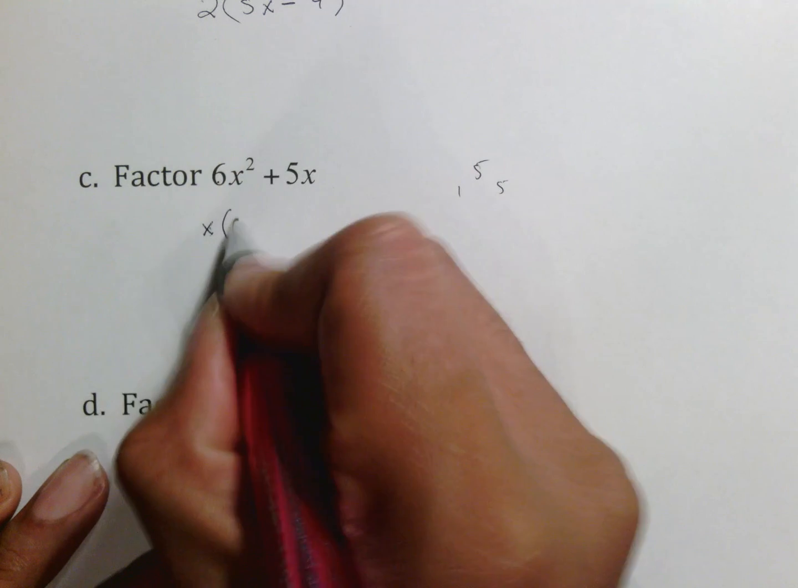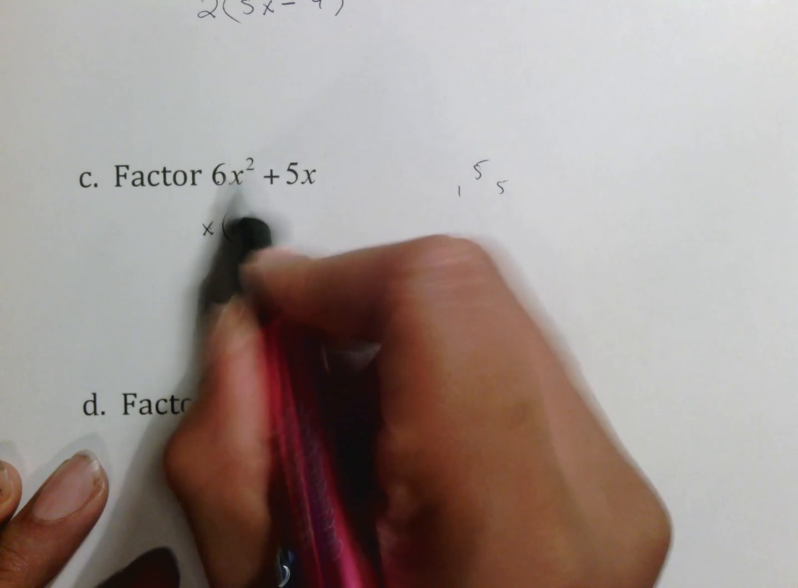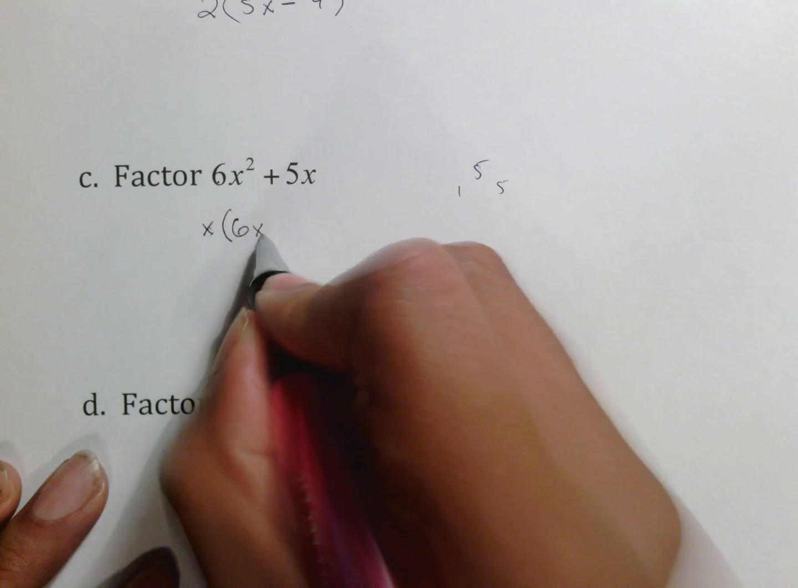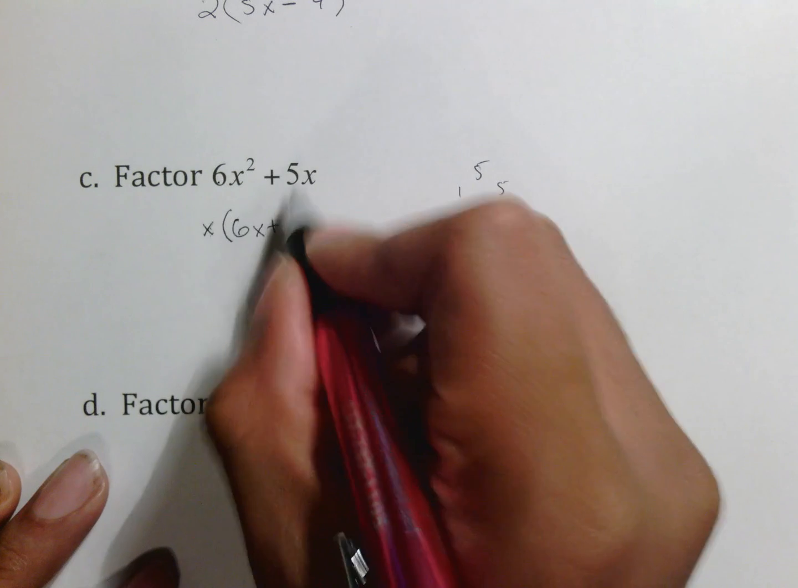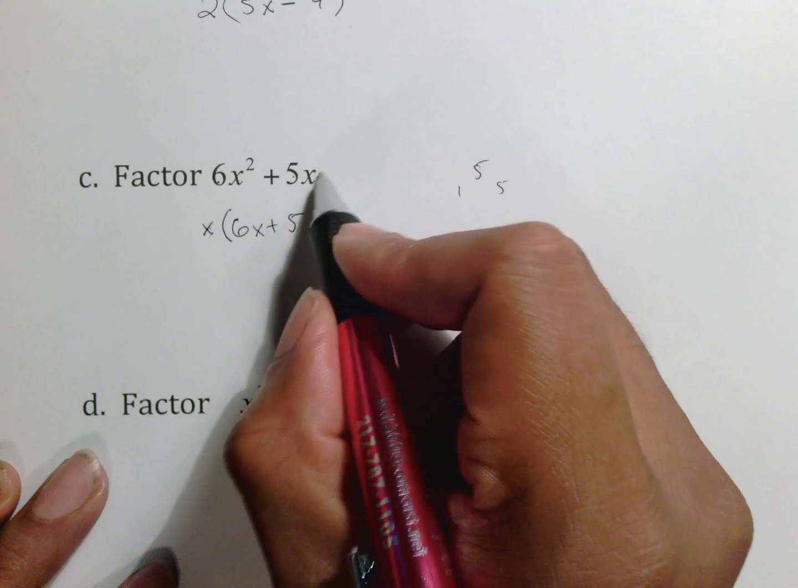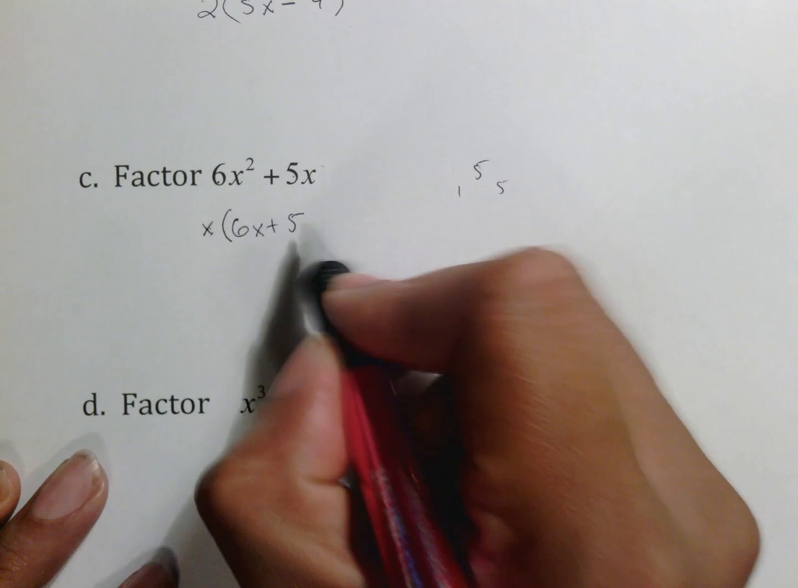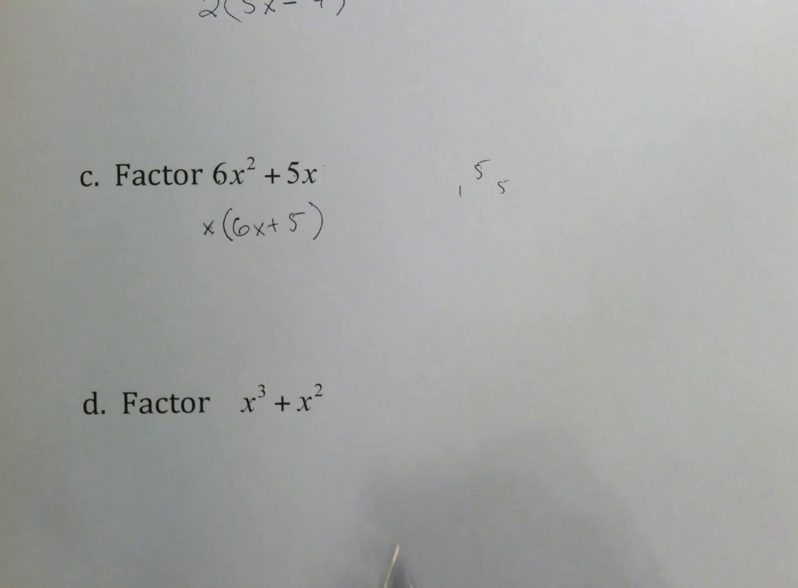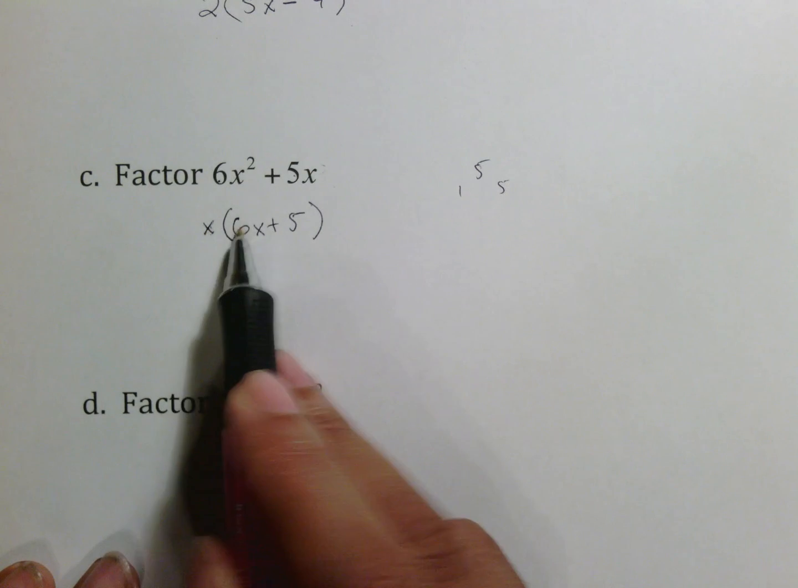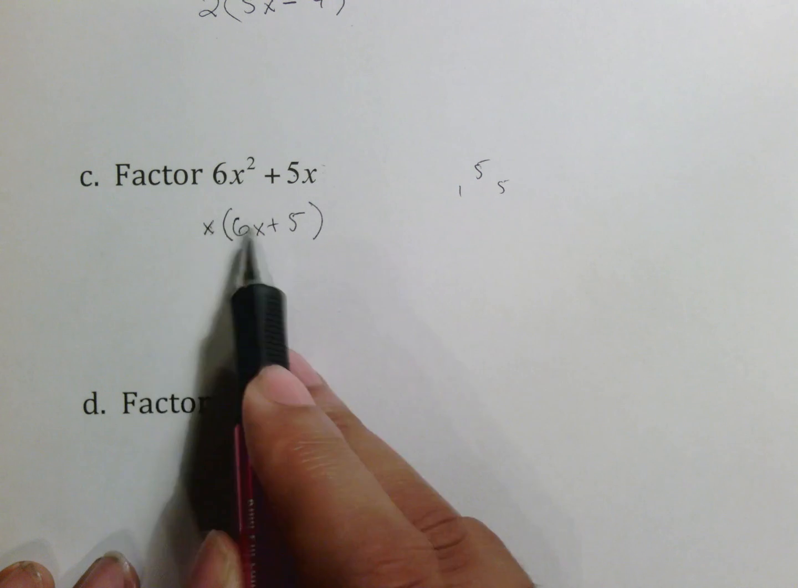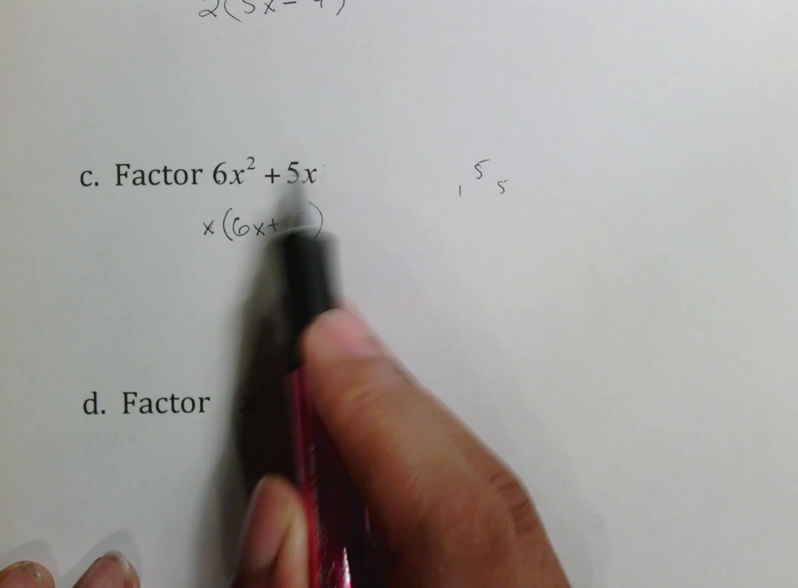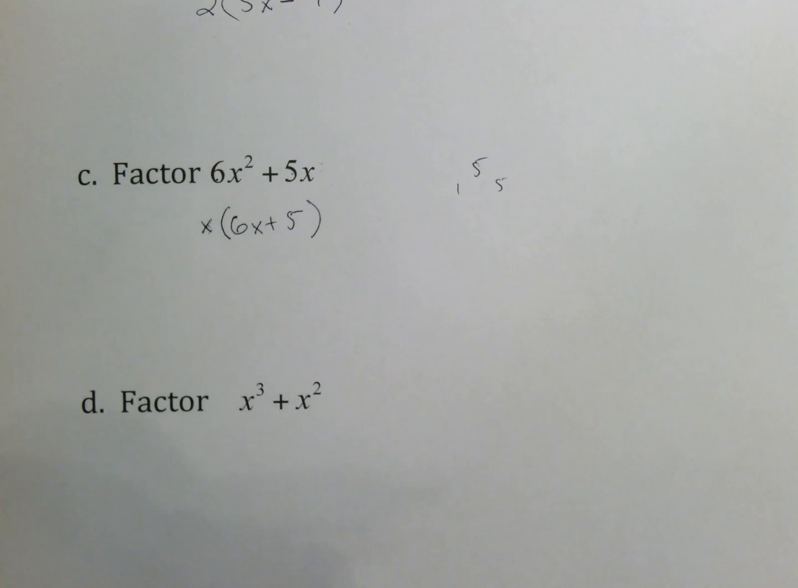So the 6 did not get touched, but again, here we have two x's. We took one off. We should have one left. Plus comes down. 5 did not get touched. Here we had 1x, but we took it off, so there shouldn't be any more left. And again, a quick check. 6x times x should be 6 with 2 x's. 5 times x should be 5x. That is your answer.